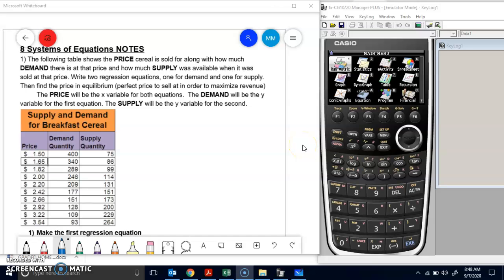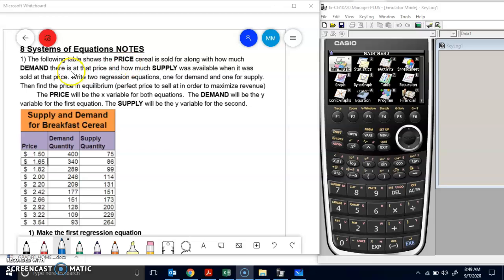This is a video lesson for Tuesday, September 8th, and we are looking at systems of equations. We're going to be using the calculator steps for the first example that we used on Friday. We're going to be making regression equations and then solving a system.